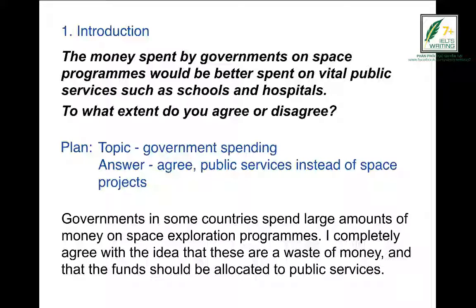I completely agree with the idea that these are a waste of money and that the funds should be allocated to public services. Notice some good vocabulary in there. Instead of saying the money, I've said the funds. And allocated is using, should be used for public services. That's what we mean by allocated. That's the introduction finished. We just simply wrote 2 sentences from the plan. Now we're ready for paragraph 2.